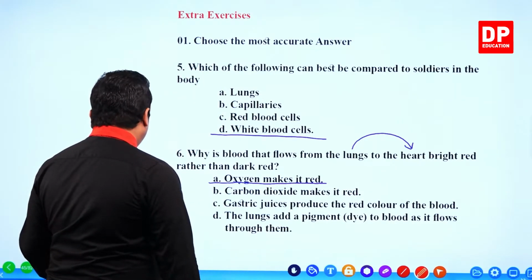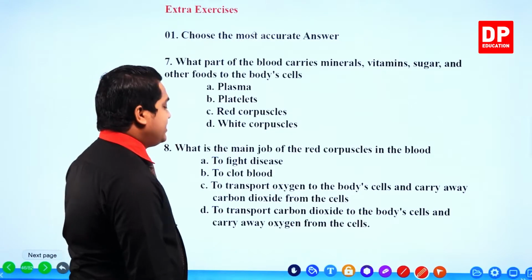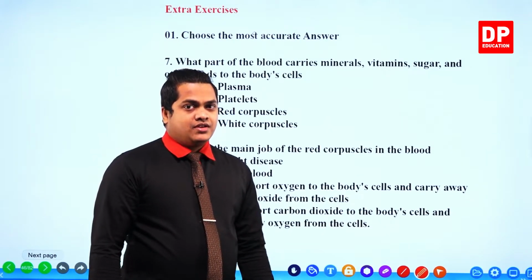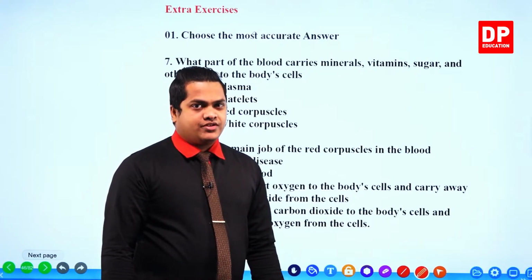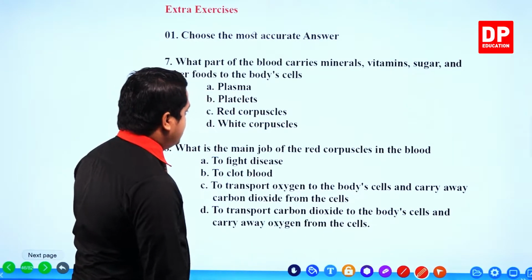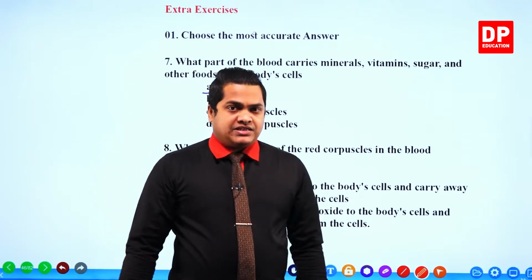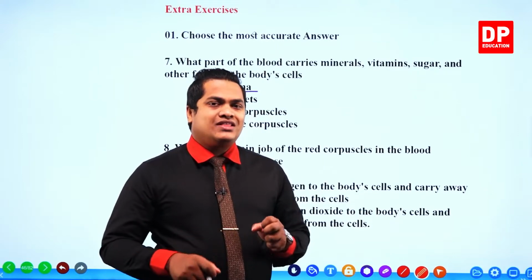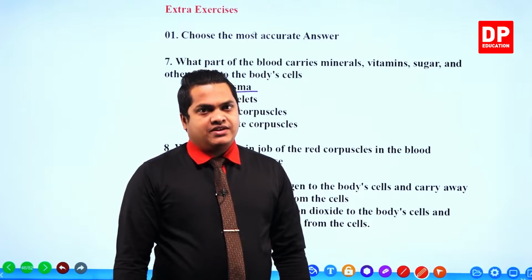Then the next question, what part of the blood carries minerals, vitamins, sugar and other foods to the body cells? Very simple, my dear children. We know that the main transporting agent within our blood is the blood plasma. So is there any answer? Yes. Blood plasma is the answer. Blood plasma is the one that carries all the substances which are dissolved within the blood. Okay. So plasma is the answer.